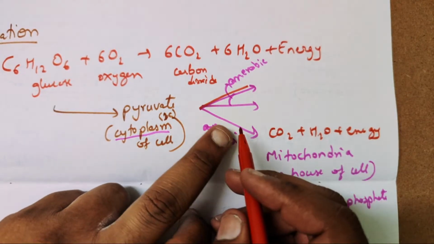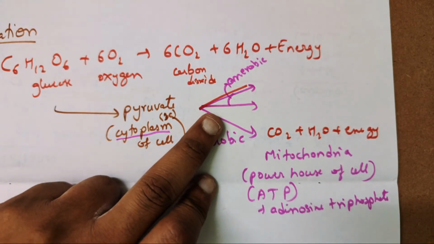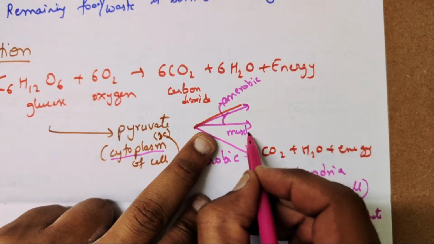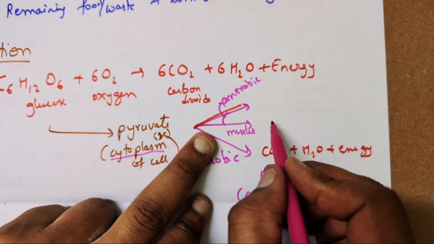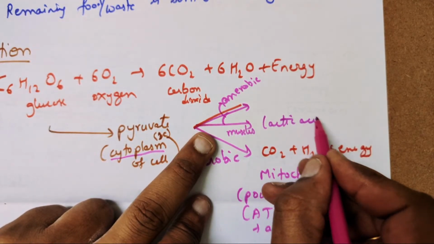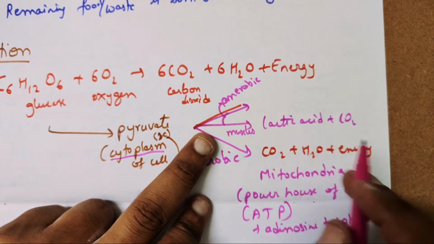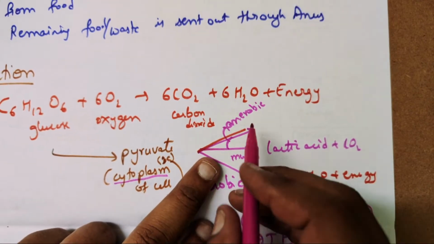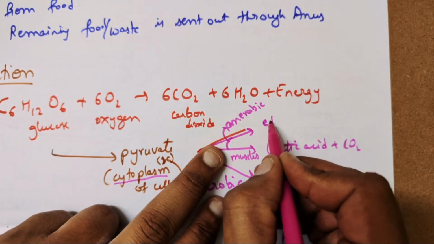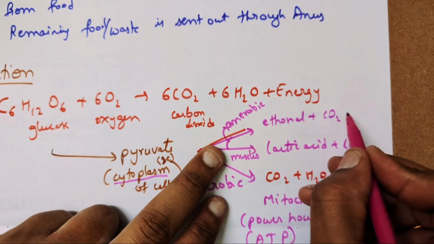Whereas in anaerobic conditions, the first one is while doing exercise, we also get some energy instantly. This is happening in the muscles in anaerobic conditions, that is without oxygen, and this produces lactic acid and carbon dioxide. So this is also energy, but in lesser amounts. Whereas in the other anaerobic condition, it happens in yeast.